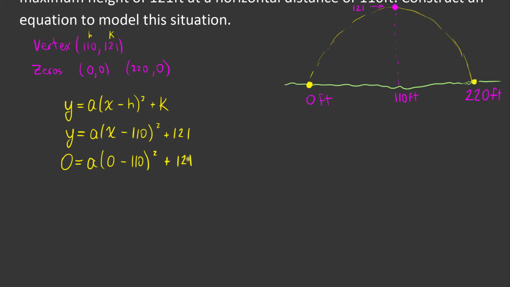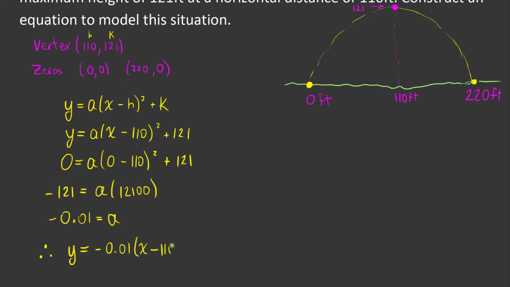So what we're going to do here, we're going to subtract 121 on both sides, so that's negative 121. And I'm going to take the 0 minus 110 and square it. So 110 squared is 12100. All right, last but not least, we're going to divide both sides by the 12100, which gives me negative 0.01. And as much as I don't like decimals, we're going to leave it a decimal. We could have done a simplified fraction, absolutely. I'm just going to leave it as this. And that means that my equation, just quick therefore statement, is y equals negative 0.01 times x minus 110 squared plus 121. That is the vertex form of this scenario.